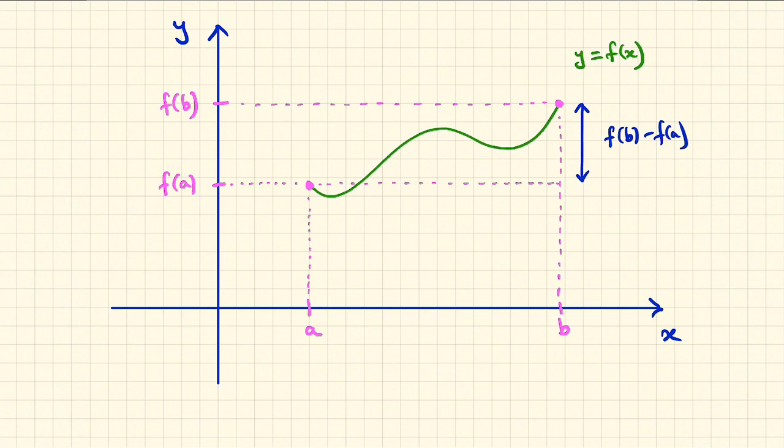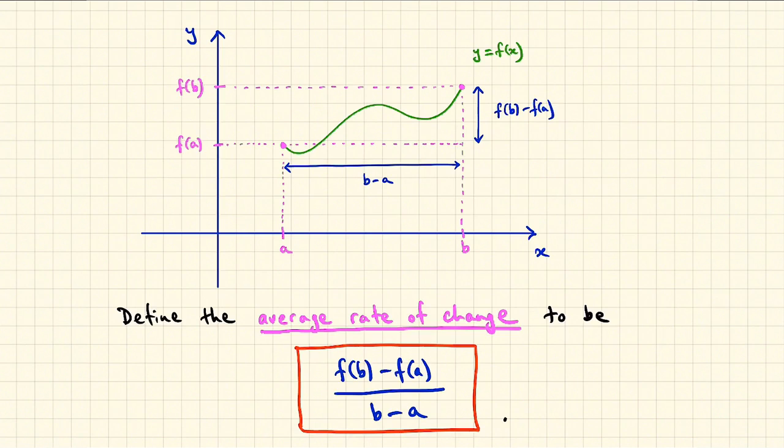Well, the overall change in y values is the difference f of b minus f of a. But we want to interpret this in context. The rate at which this change has occurred is relative to the length of the interval, which is the difference b minus a. The shorter the interval, the faster we think of this change as occurring. The longer the interval, the slower we think of this as occurring. To capture the average rate of change, we should divide the change or difference in the outputs by the change or difference in the inputs.